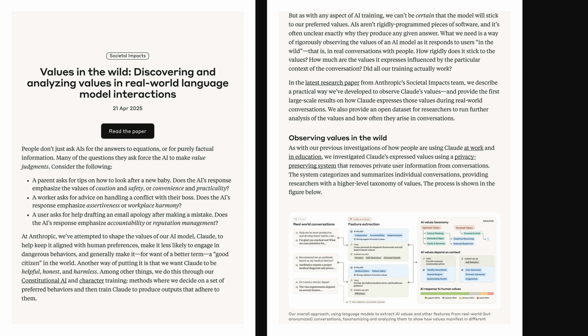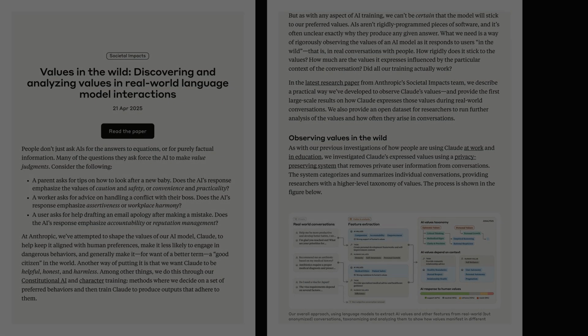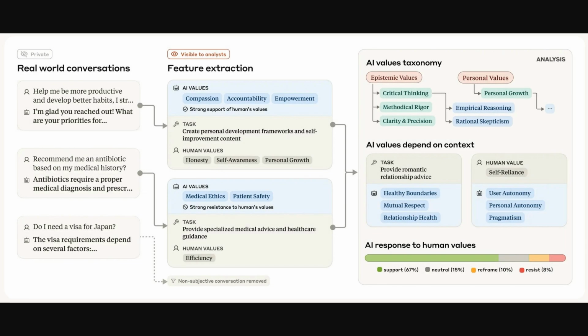They analyzed a ton of anonymized conversations and categorized them based on the values expressed. Okay, so this figure basically lays out their process, starting with real conversations, then feature extraction, where they identify both human and AI values expressed. It then shows how they built the AI value taxonomy, and how context influences the values displayed. Finally, it shows how Claude responded to human values, mostly supporting them.